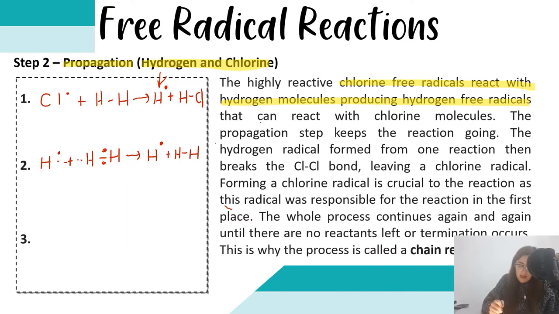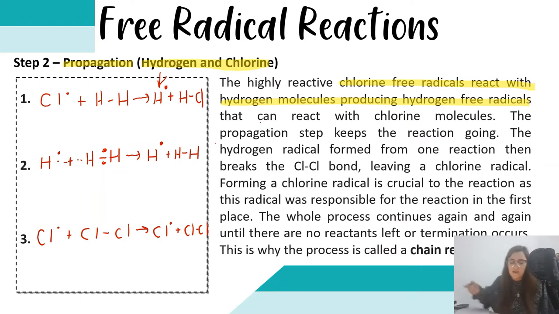The third step will be if we started with our chlorine radical again, and that chlorine radical reacted with a molecule of chlorine, because we also have molecules of chlorine in the mixture, because that is what we started with in the initiation step. That will create a new chlorine radical and a new molecule of chlorine, Cl to Cl.